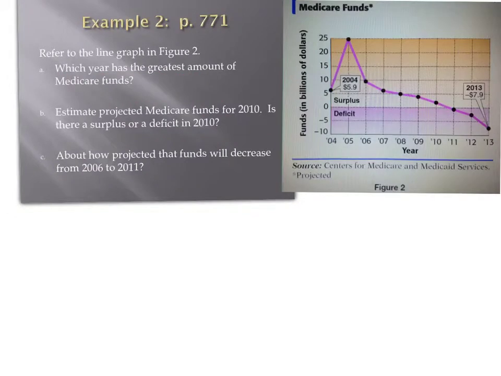Example 2 says refer to the line graph in figure 2. So again, here's a copy of the line graph that's in your book on page 771. Which year has the greatest amount of Medicare funds? So again, you're going to look at your X and Y axis for the labels. So we have year for my X and funds in billions of dollars for my Y. So which year has the greatest amount of funds? Well, the highest point is in 05.